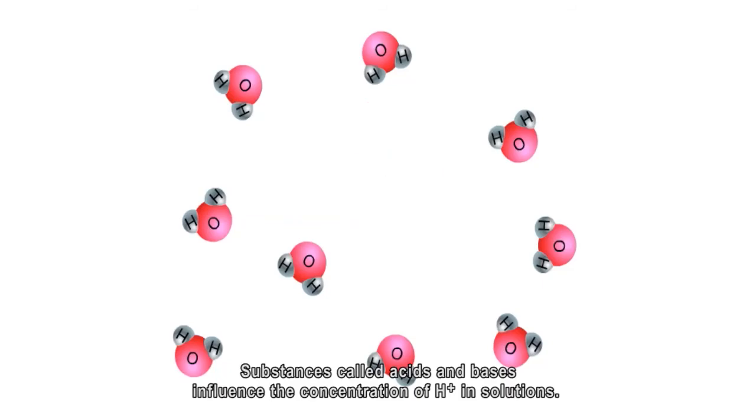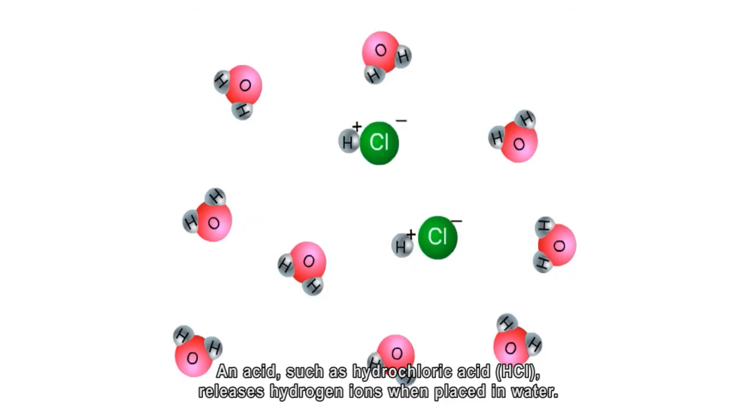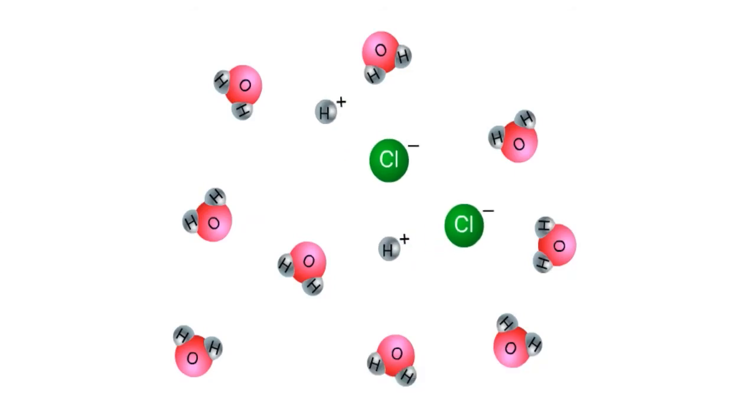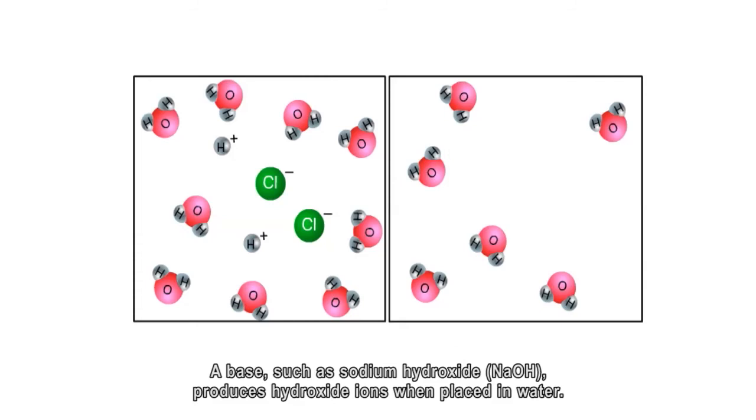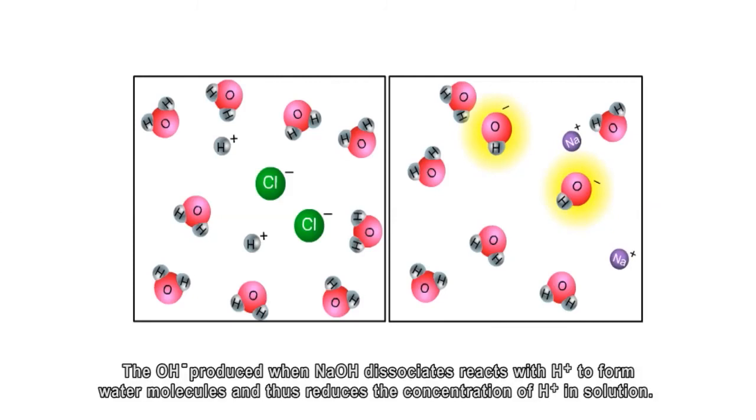Substances called acids and bases influence the concentration of hydrogen ions in solutions. An acid, such as hydrochloric acid or HCl, releases hydrogen ions when placed in water. A base, such as sodium hydroxide or NaOH, produces hydroxide ions when placed in water. The hydroxide ions produced when NaOH dissociates react with hydrogen ions to form water molecules, and thus reduce the concentration of hydrogen ions in solution.